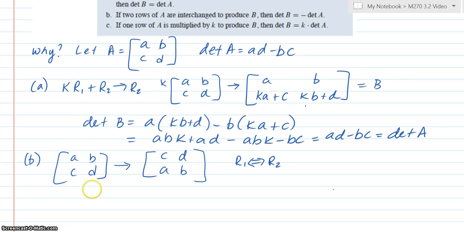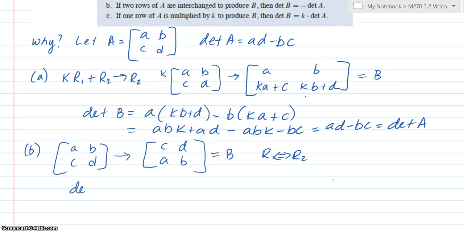Is the determinant the same? So now we're going to call this B. Maybe I should move that over to the right. So if I look at the determinant of B, that's going to be CB minus AD, which is the negative of the determinant of A. So that proves the second one for 2 by 2.